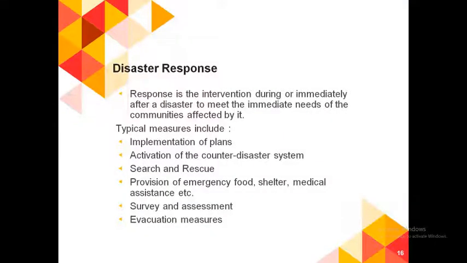Next one is disaster response. The response is an intervention during or immediately after the disaster to meet the immediate need of community affected by it. It is mostly based on the assessment of the impact so that the senior management of the private or public institution can make an informed choice and counter mechanism. The typical measures include implementation of plan, activation of counter disaster system, search and rescue of the people, provision of food, shelter, medical to the injured community, survey and assess of the impact of disaster, evacuation measures.